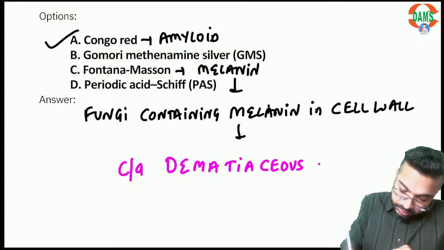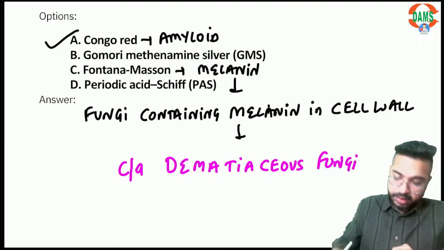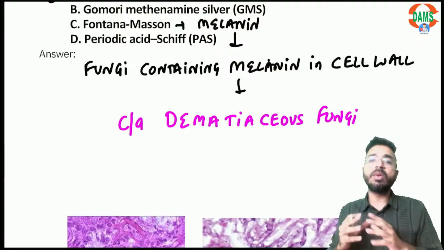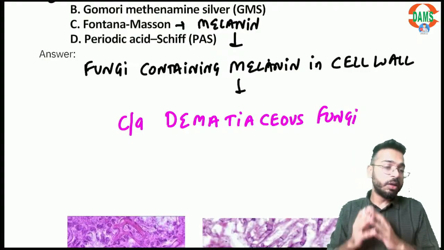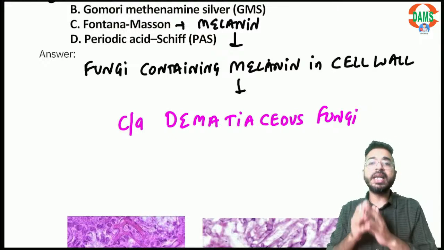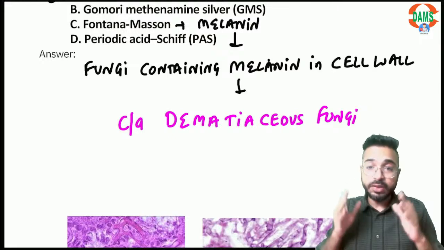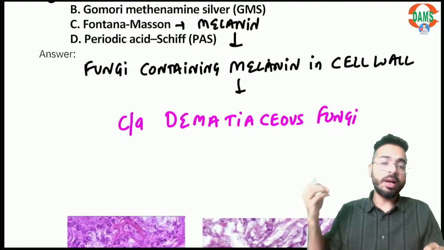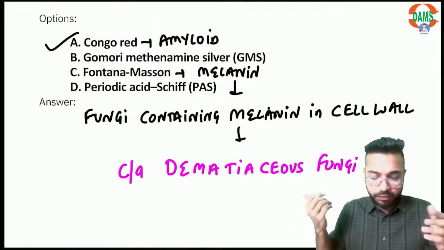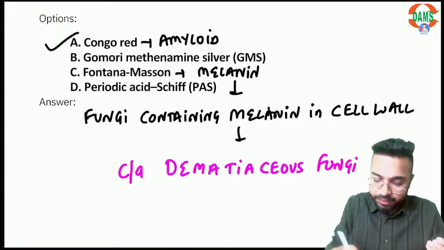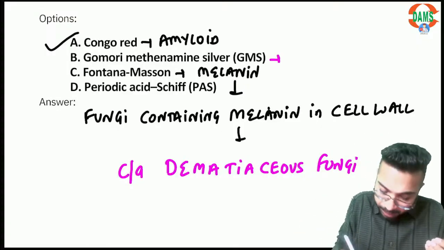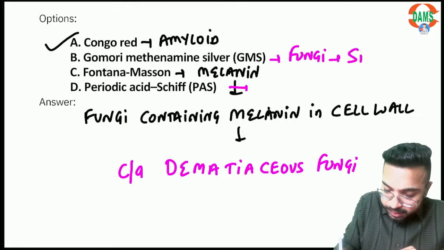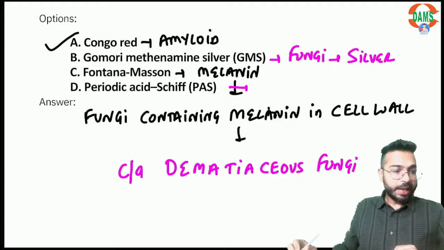Did you study this in microbiology? Dematiaceous fungi. Remember, dematiaceous fungi are the fungi which contain melanin in their cell wall. For such dematiaceous fungi, we need Masson-Fontana stain. So yes, Masson-Fontana stain can be used for fungal infection. Rest also we all studied. Gomori methenamine silver is one of the favorite stains for fungal infection. PAS stain we studied, and it comes under silver stain.